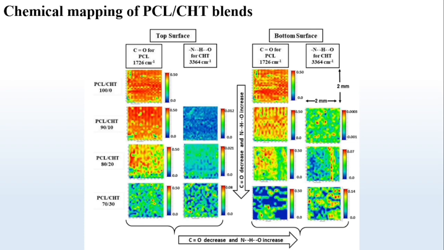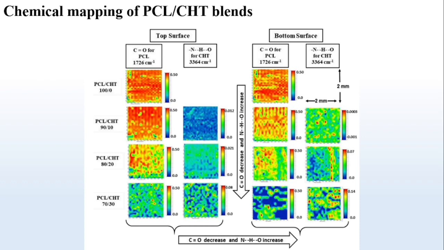The FTIR chemical mappings on either side of the membrane were also performed. The chemical mapping of the PCL chitosan planes on either surface of the same membrane, where the ester carbonyl group for PCL is observed at 1726 and the hydrogen bond between nitrogen and oxygen is observed at 3364. Red and blue colors indicate the intensity of the corresponding band, high and low intensity, corresponding to high and low concentration. The ATR-FTIR chemical mappings of characteristic bands highlight the surface chemistry difference in the membrane.